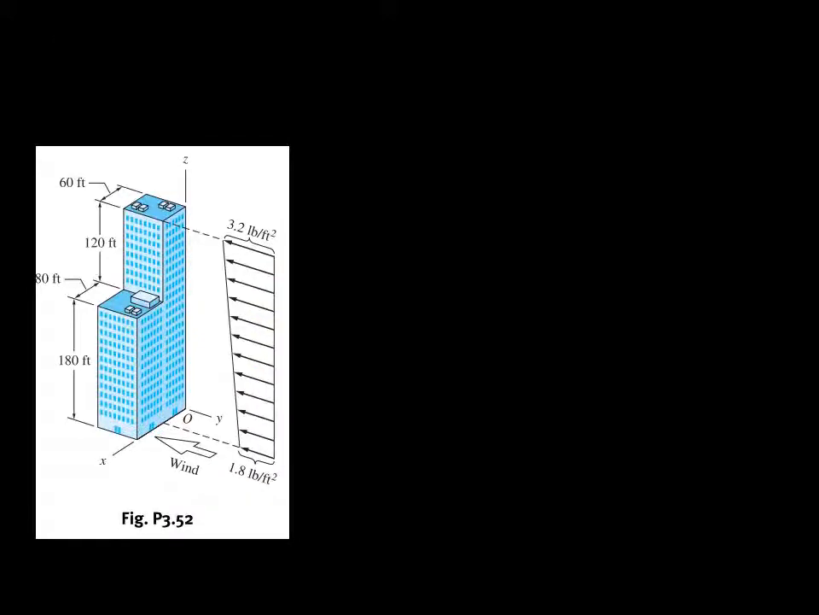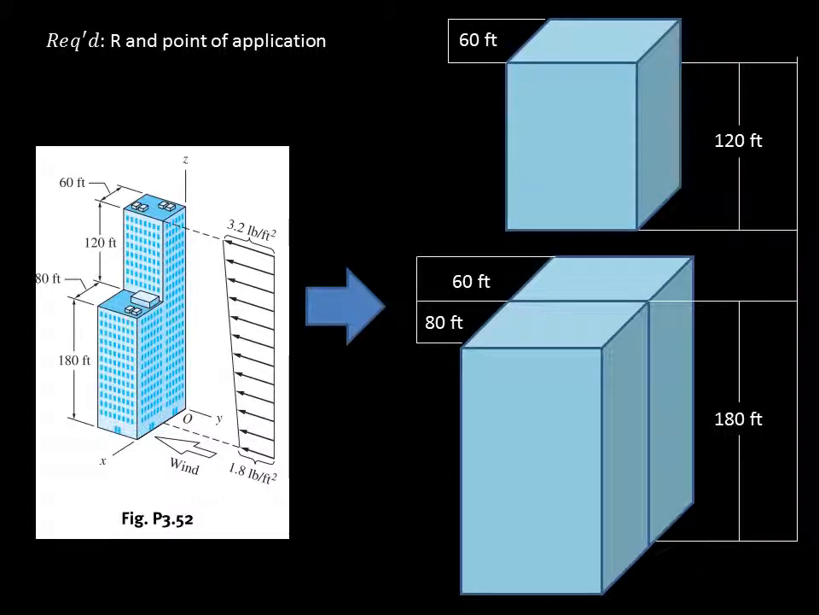Let us first identify what is required in this problem. Since we are given the distributed load in this figure, we need to take into account the area of application in the system. We can see that the area affected by the distributed load changes at an altitude of 180 feet. So, we will have to divide this system into two different systems, which consist of two different rectangular prisms.